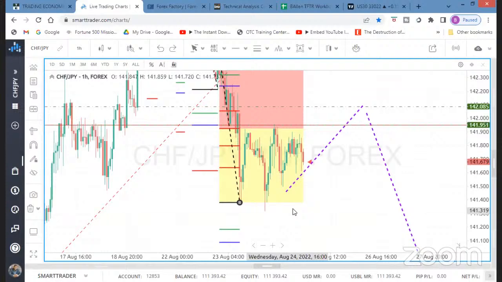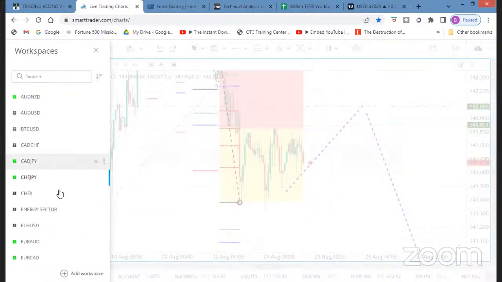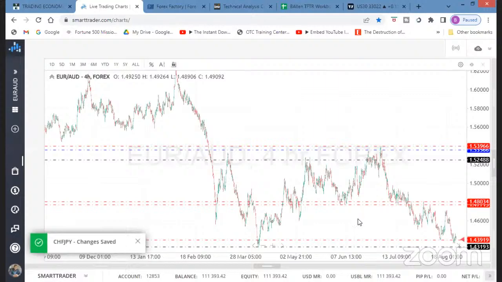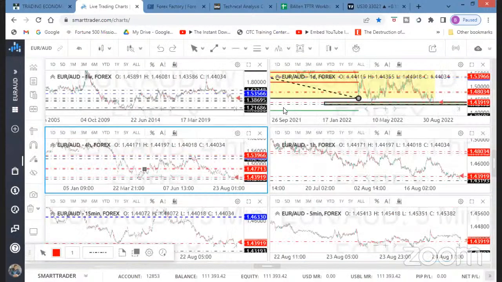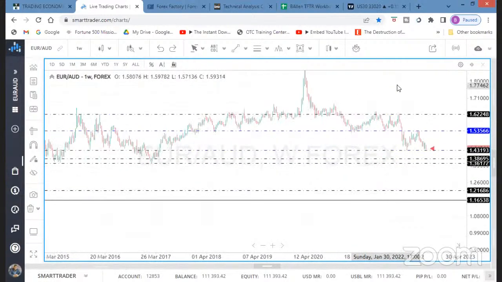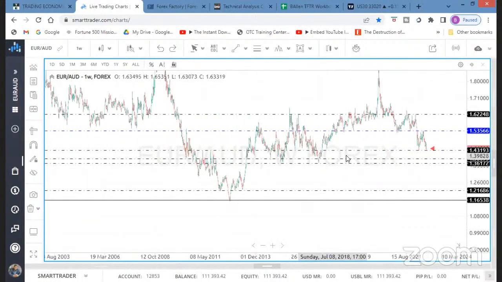So that's the Swiss yen. Let's take a look at this. I'm going to go into these euros and take a look at these euro Aussies, keeping a close eye on them. Because if we keep revisiting this, we're coming into key levels here.